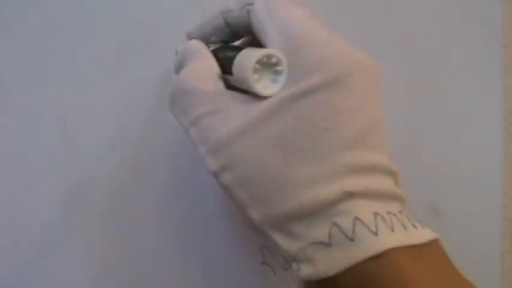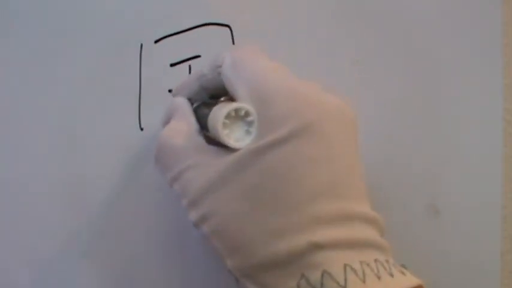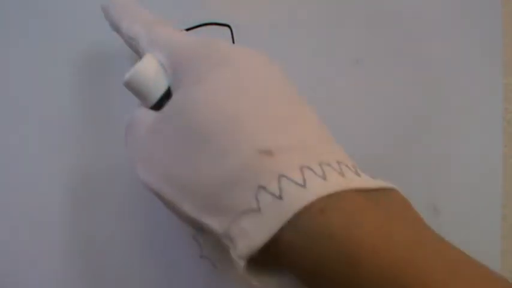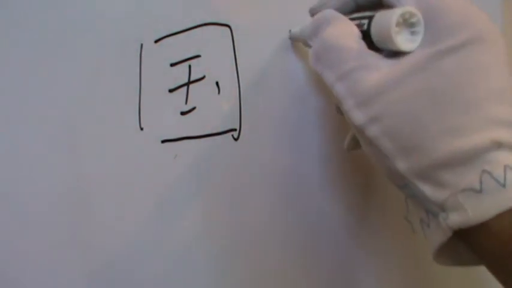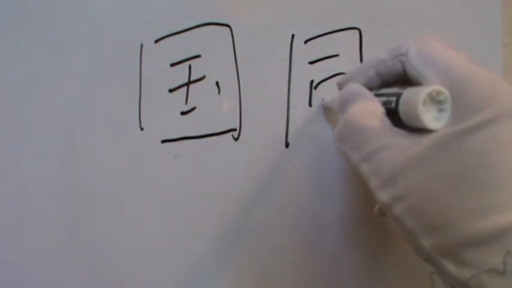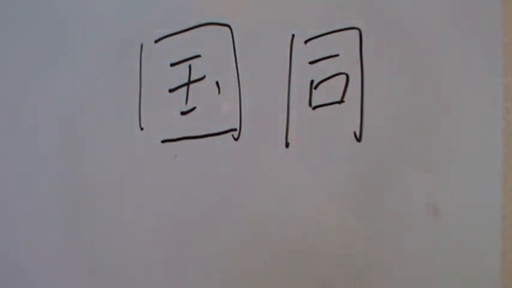And the third is the enclosing or half-enclosing structure, such as guo, country. That's enclosing. And half-enclosing, such as tong, meaning the same. So all these are good examples. In addition, there are some other minor forms of structures of compound characters, but most of them are just variants or combinations of these three major types.